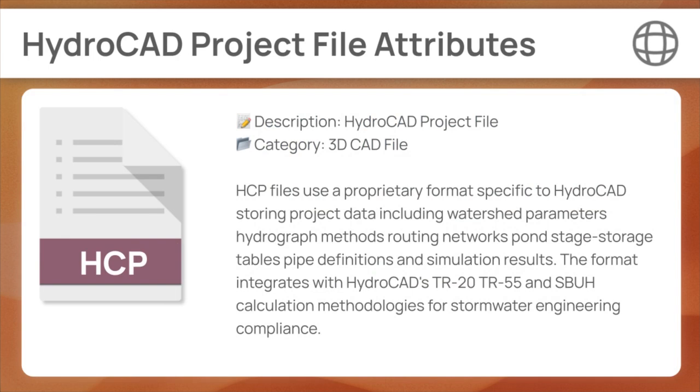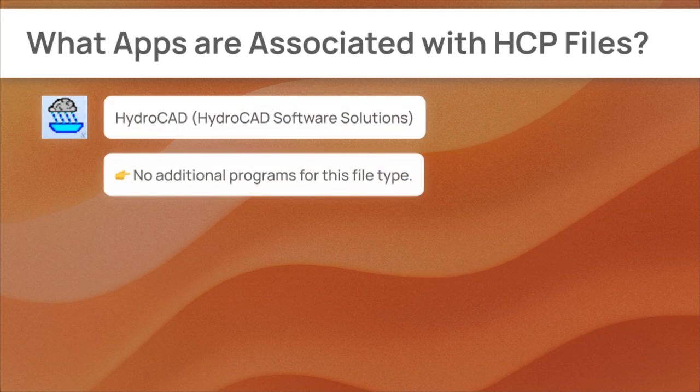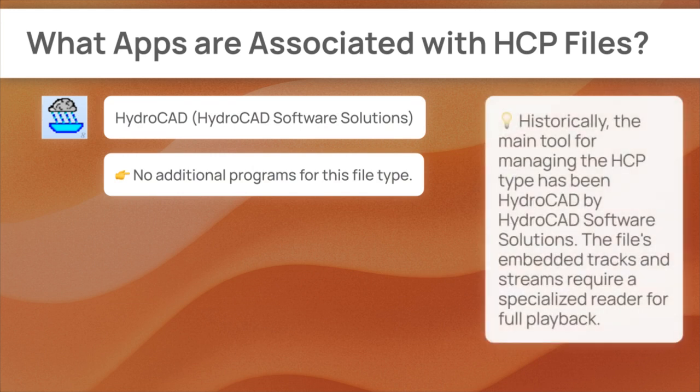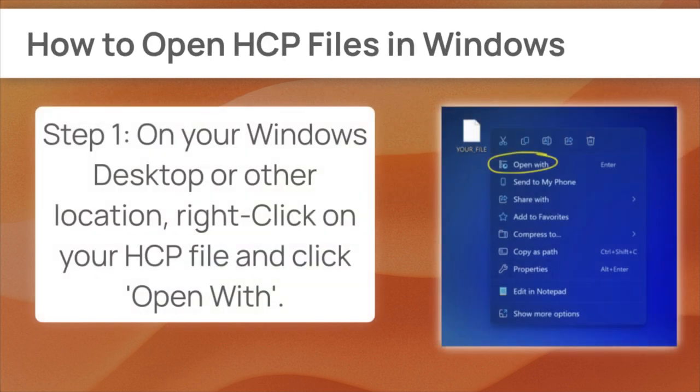The format integrates with HydroCAD's TR20, TR55, and SBUH calculation methodologies for stormwater engineering compliance. The default recognized opener for HCP files is known to be HydroCAD from HydroCAD Software Solutions. The file's embedded tracks and streams require a specialized reader for full playback. Windows has limited support for engineering formats, so full inspection requires suitable CAD software. We'll initiate a full scan of potential openers now.